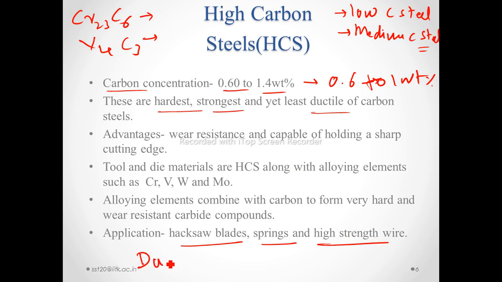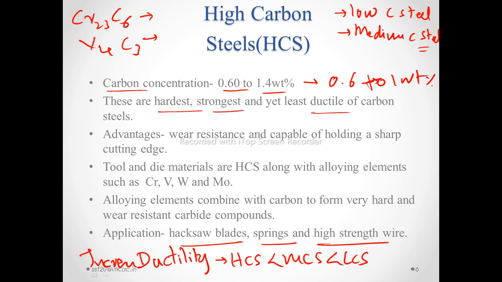According to ductility, increasing ductility, we can write high carbon steel as the least, then medium carbon steel, then low carbon steel. Hardness is the reverse. This is the most important thing. This series can be asked in many exams. For example, rearrange the following alloys in increasing order of ductility or decreasing order of hardness. So many such questions can be asked. Okay, the next part we will discuss in the upcoming videos. Thank you.